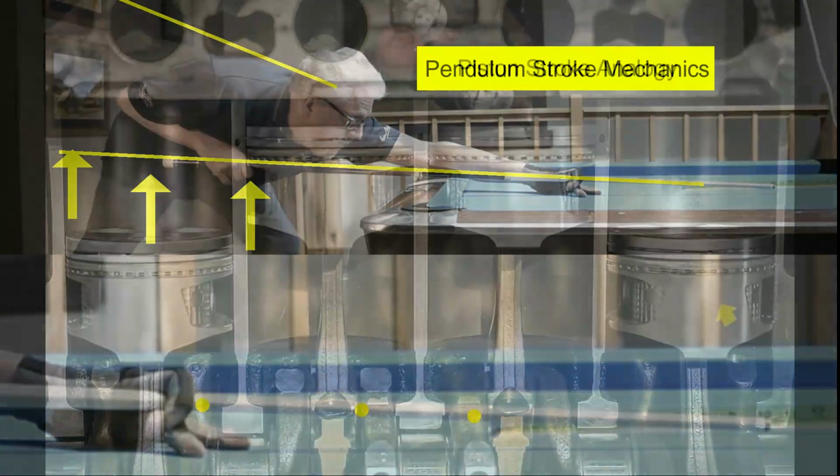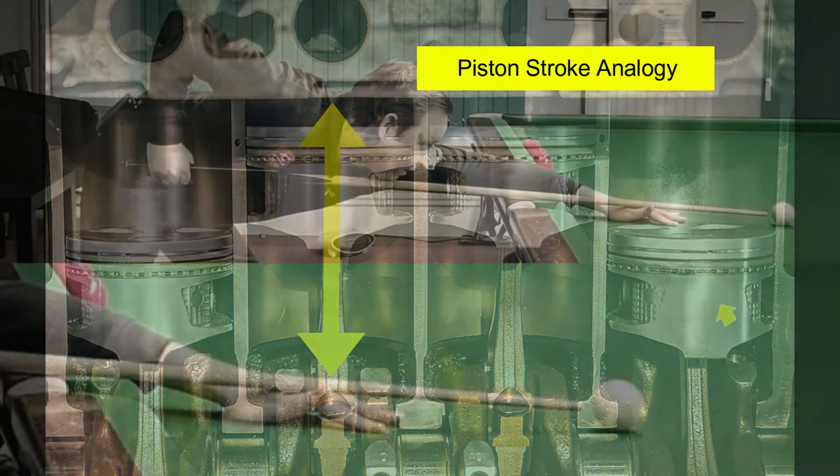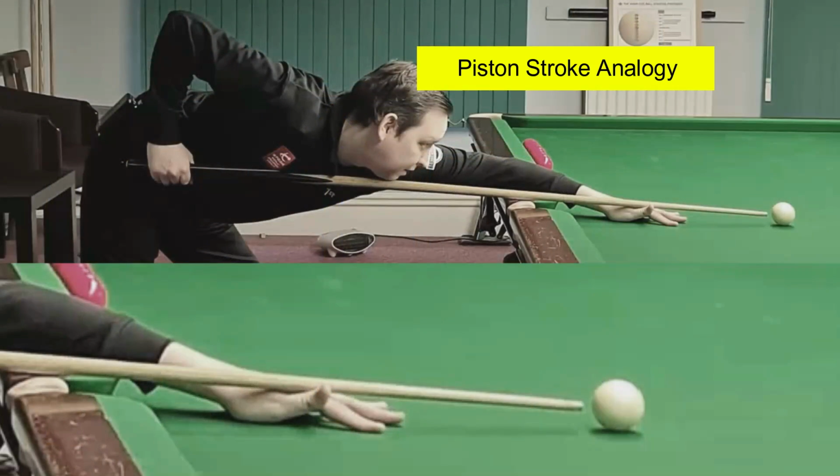The piston of an engine travels in a perfectly straight line as it's fitted tight to the walls of the cylinder. Likewise, with a piston-style pool stroke, the butt and tip of the cue do not move up and down appreciably anywhere during the backstroke or follow-through.